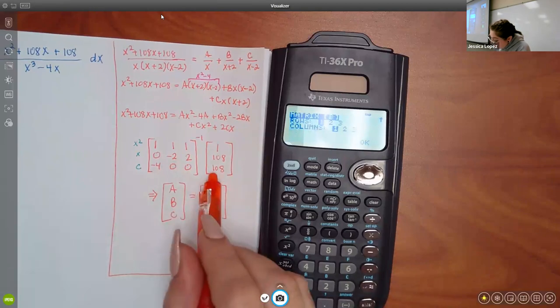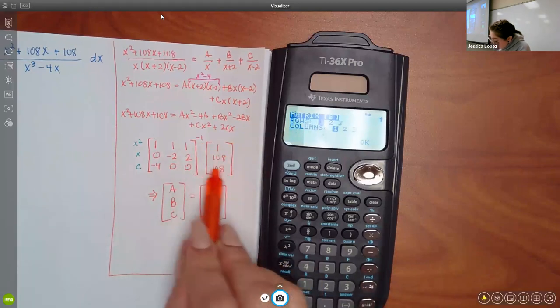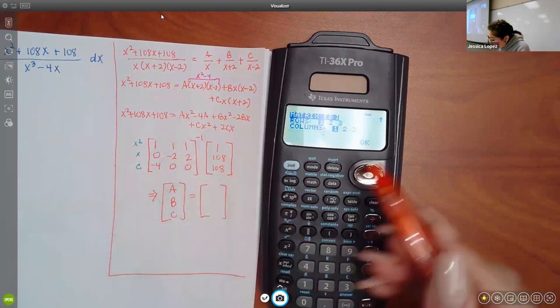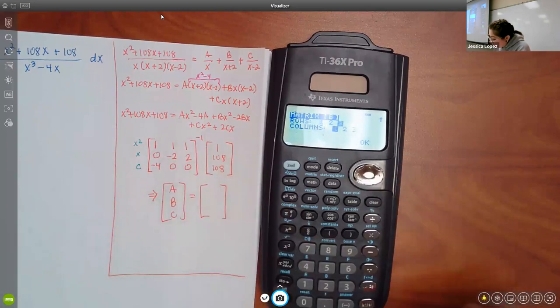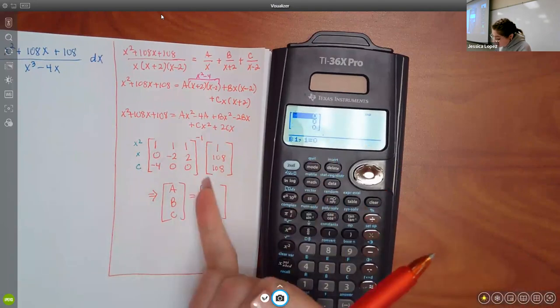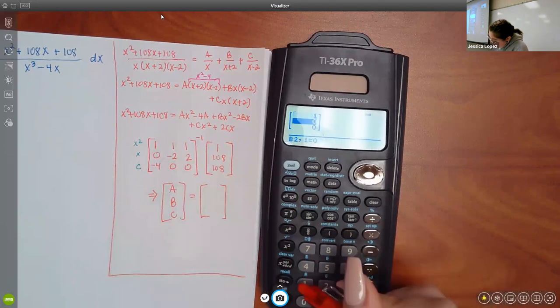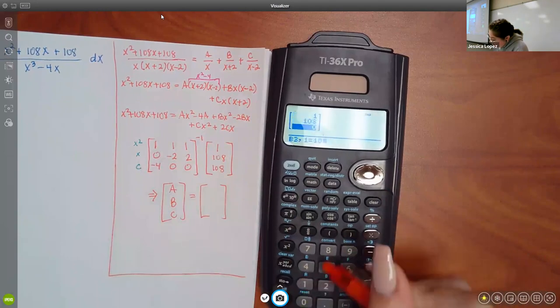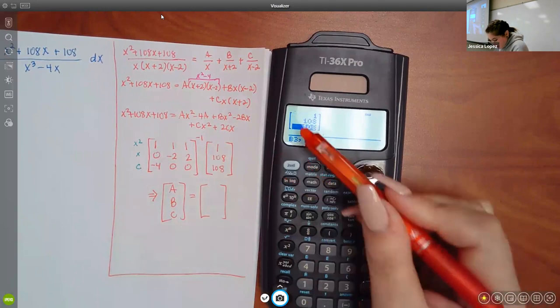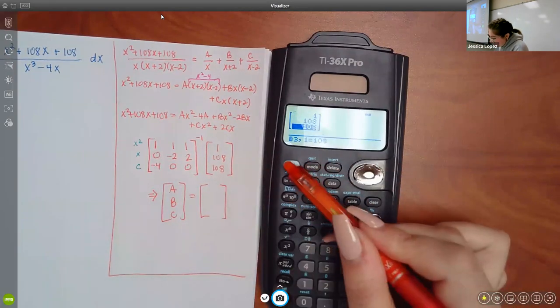Now here, I have 3 rows, but I only have 1 column. So I'm going to hit 3 for rows, and 1 column. And it should look like what you have on your paper. If it doesn't, you got the dimensions backwards, and you can just quit and try it again. I'm going to hit 1, 108, and 108. And that's exactly like I have. So I'm going to quit.